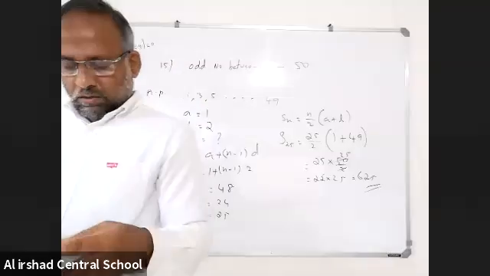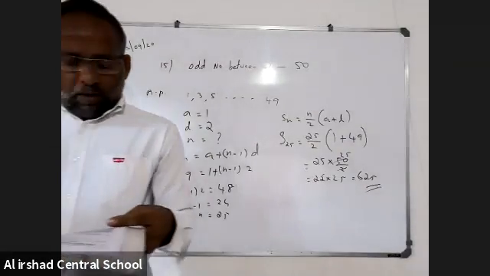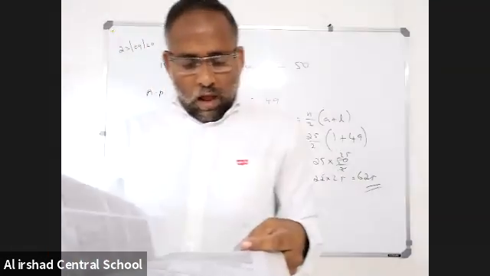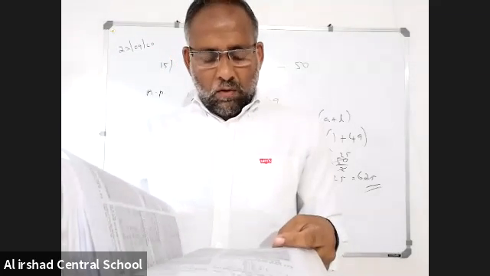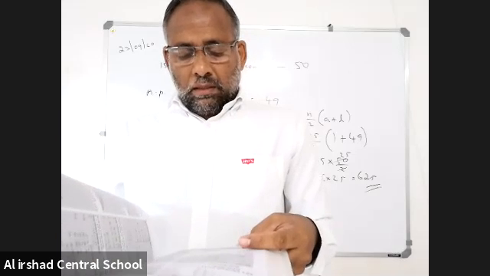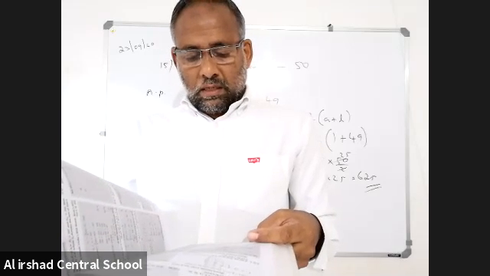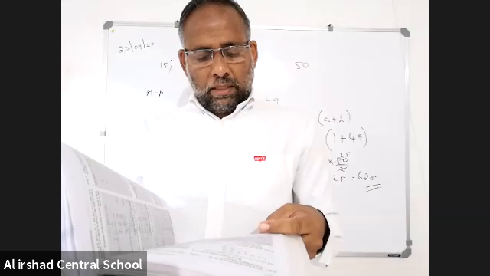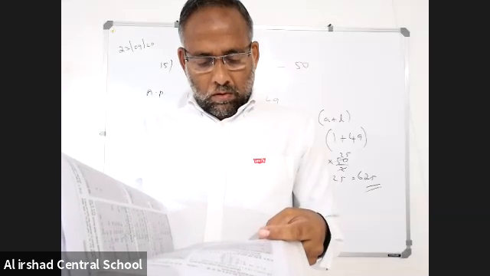Now see one question from past papers. Write the question. How many terms of the AP 65, 60, 55 must be taken so that the sum is 0? I will explain this homework.